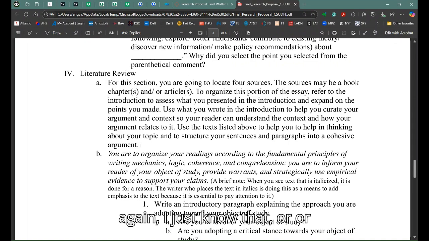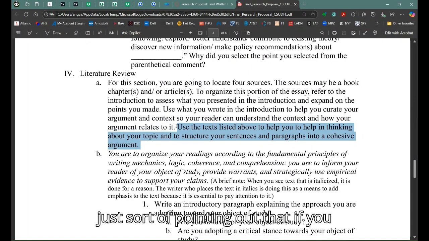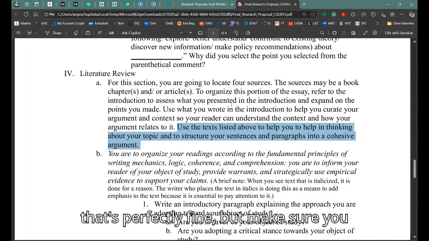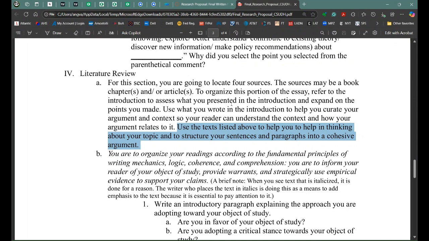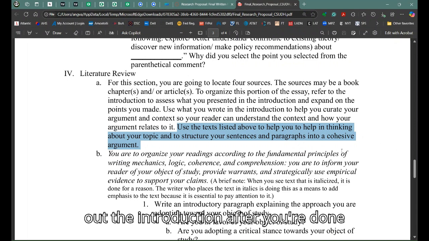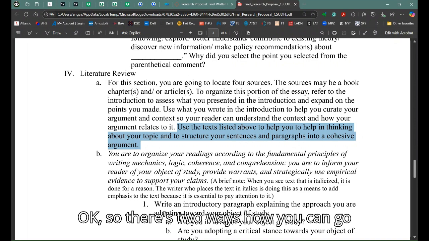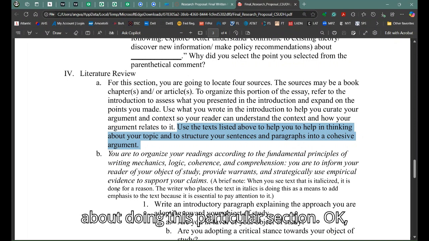Again, I'm just pointing out that if you decide to write the introduction first, that's perfectly fine, but make sure you bring everything down as you're writing. Or you can write the literature review and then use that to help write out the introduction after you're done writing the bulk of the paper. So there are two ways you can go about doing this particular section.